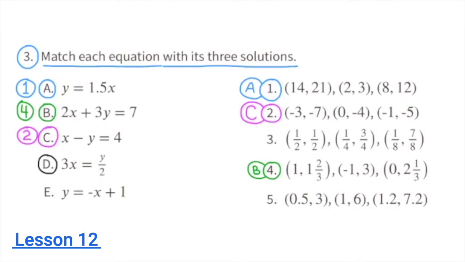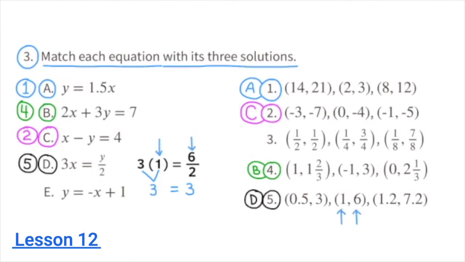D. 3x equals y divided by 2. 3 times 1 equals 6 divided by 2. 3 times 1 is 3, and 6 divided by 2 is 3. 3 equals 3. The ordered pair with a 1 and a 6 can be found in the number 5 solutions. Solution number 5 is a match with equation D.